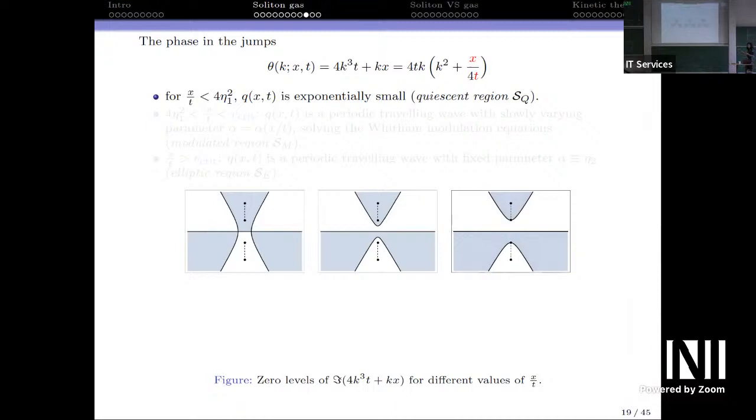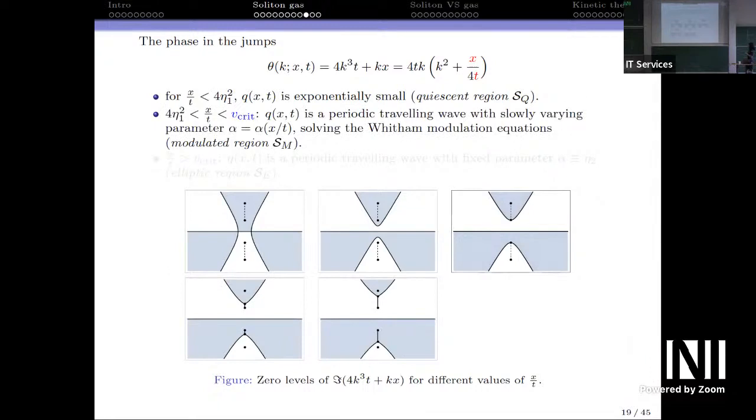Then when x over t is between these two values, so I have 4 eta 1 and then this v critical, which can be computed. It's an implicit solution of the Whitham modulation equation. Then we are in some sort of in-between region. We're in the modulating region, and this is where we have the periodic traveling wave with slowly varying parameter alpha.